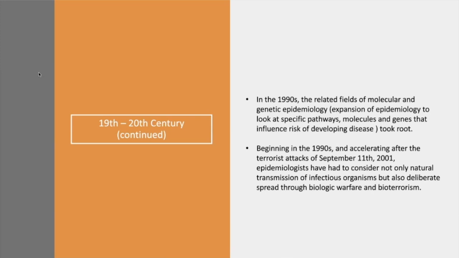Moving forward in time, in the 1990s, the related fields of molecular and genetic epidemiology took root, expanding epidemiology to look at specific pathways, molecules, and genes that influence the risk of developing disease. And then again in the 1990s, accelerating after the terrorist attack of 9/11, epidemiologists have had to consider not only natural transmission of infectious organisms, but also deliberate spread through biological warfare and bioterrorism.